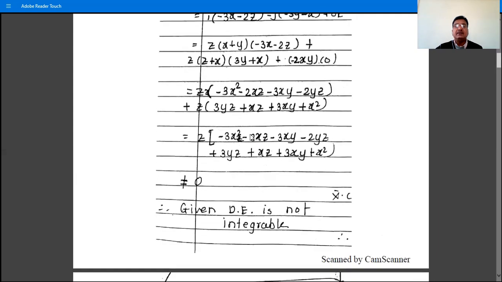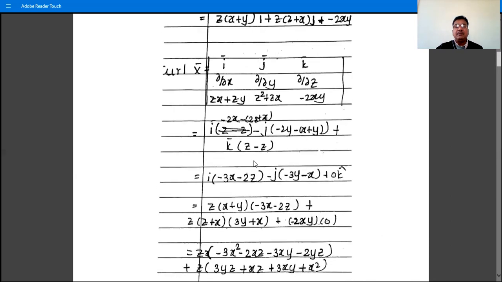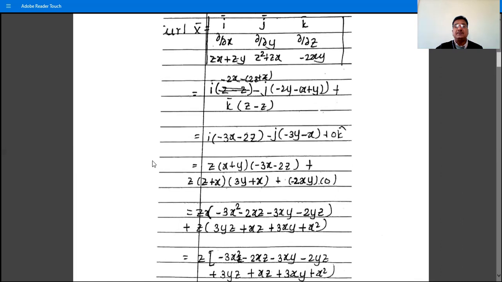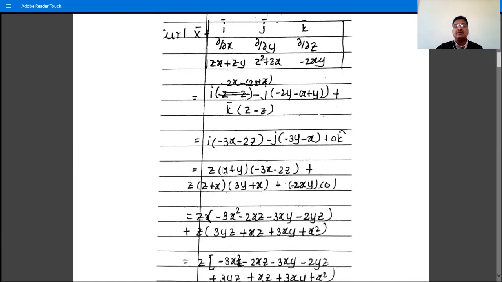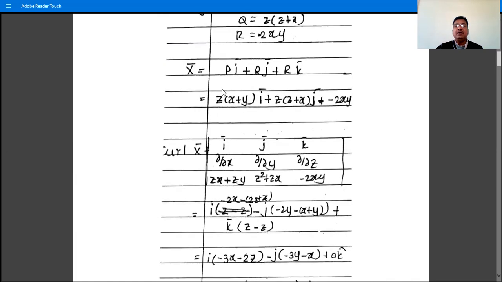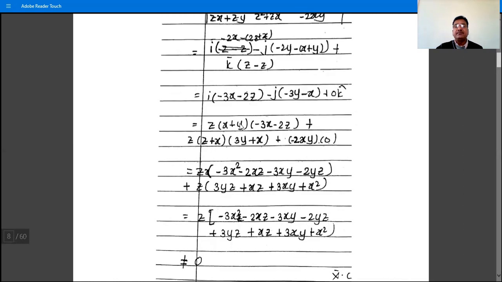Then we have to find X bar dot curl X bar. So right here, the correction is this is X bar dot curl X bar. So what is the dot product of these two vectors, this X bar and this curl X bar? The dot product is multiplication of the coefficient of i, that is z(x + y), into this quantity (−3x − 3z), so then plus this z(x + y) times (−3x − 2z).